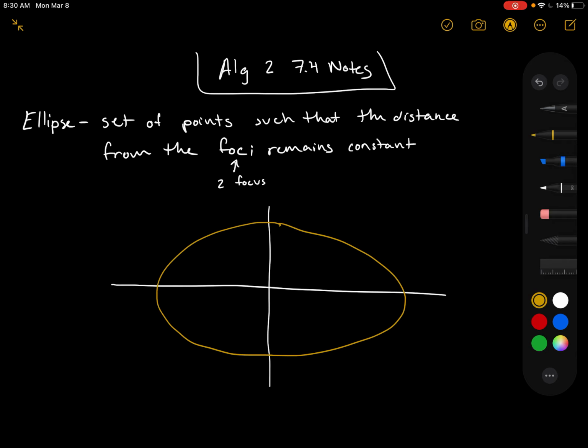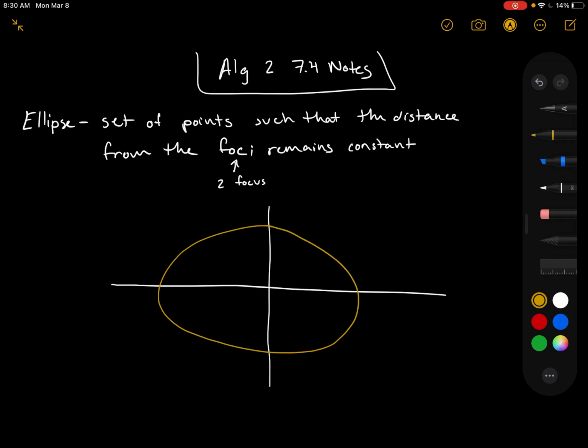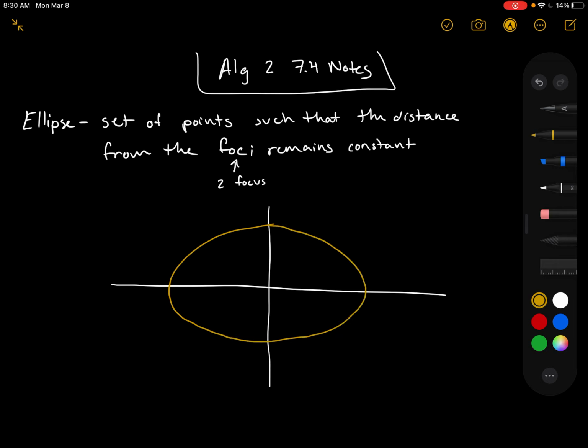So if we have an ellipse, something like this, I'm going to redraw that because I did not do a very good job. You know what? I cannot draw these very well. My fatal flaw.